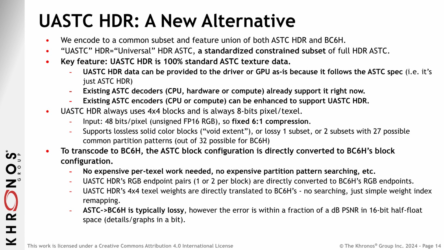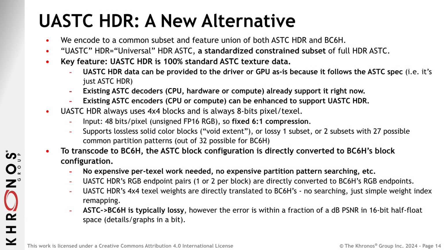So some of the constraints are, it's always 4x4 block size, always 8 bits per texel. The input to the encoder is always 48 bits per pixel. There's no alpha, and the reason why is because BC6H does not support alpha. In terms of features, and I'll get to that in a second, it supports all the major features that I think we need to ship a codec that doesn't have horrible block artifacts. So it supports solid color blocks, which are lossless, lossy one subset, and 2 subsets with 27 common partition patterns out of 32 possible BC6H.